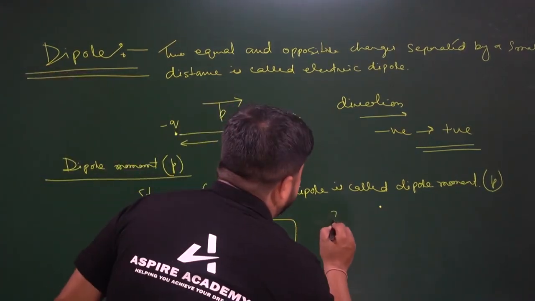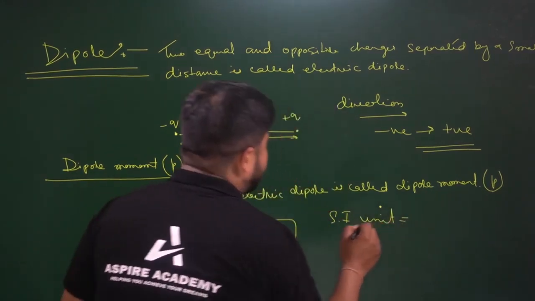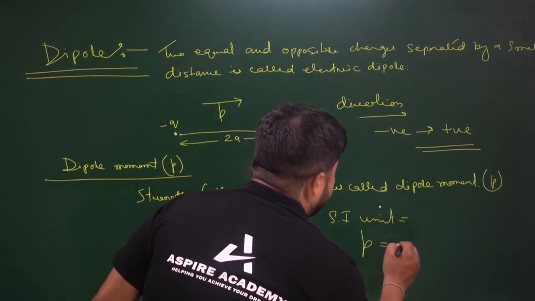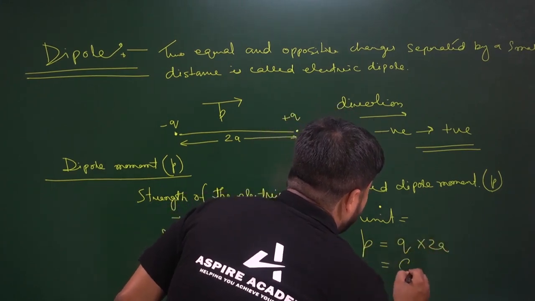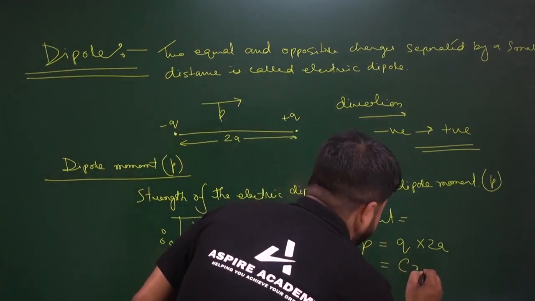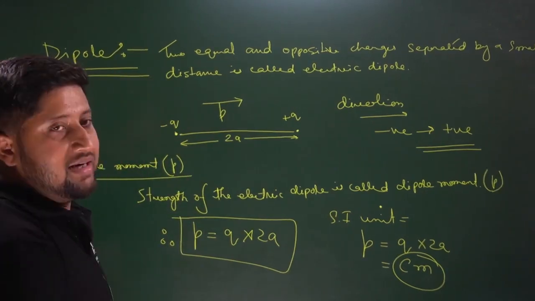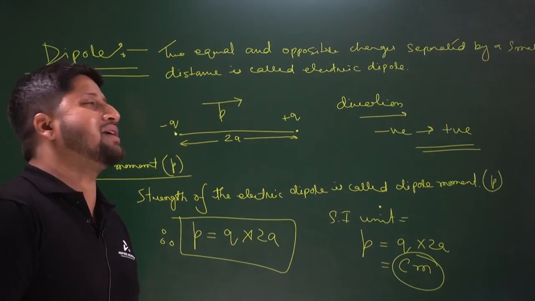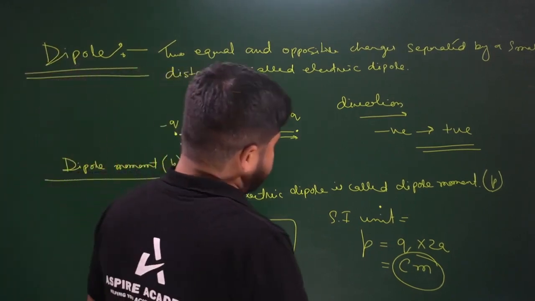So what is the SI unit of dipole moment? P is equal to q into twice a. Q is charge, and the SI unit of charge is coulomb. Twice a is the distance, in meters. So coulomb meter is the SI unit of dipole moment.